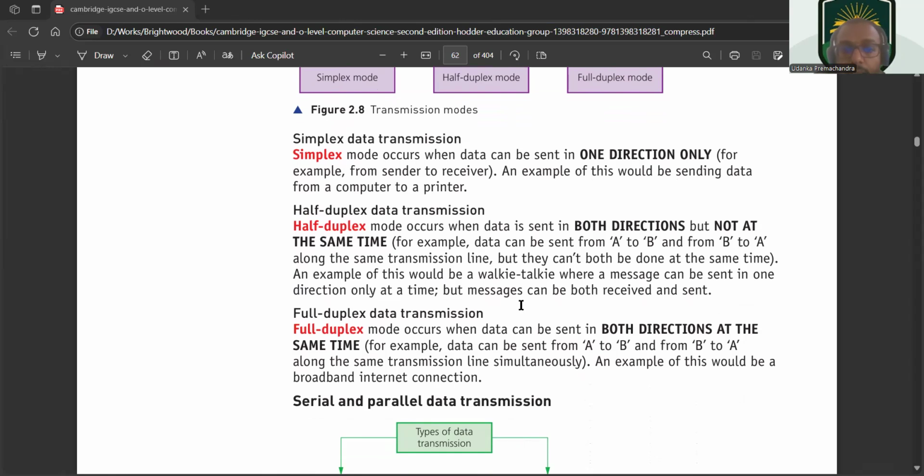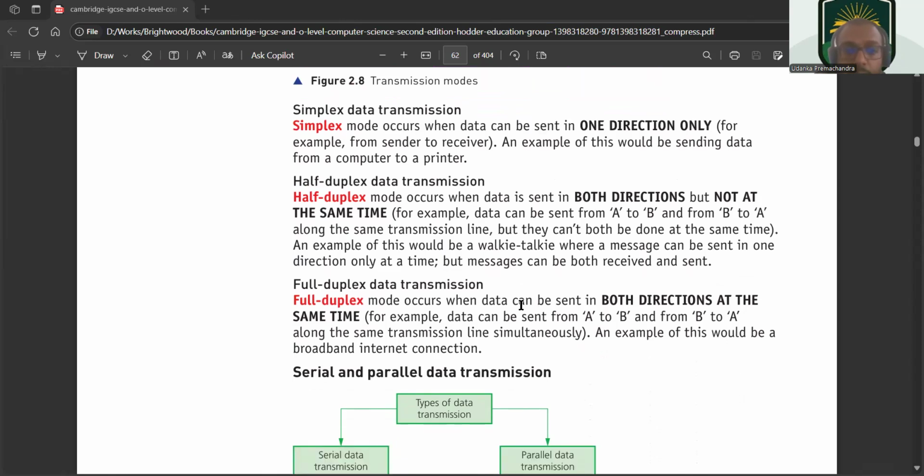So there I have it, three things. What is only one directional? That is called simplex. Both directional are half duplex and full duplex, but full duplex is both directions at the same time.